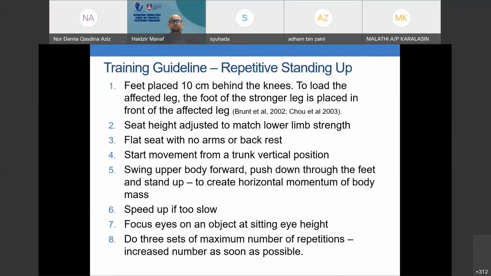To load the affected leg, the foot of the stronger leg is placed in front of the affected leg. This is supported by 2 studies. Seat height must be adjusted to match lower limb strength. Use a flat seat with no arms and backrest. Start movement from a trunk vertical position. Number 5, swing the upper body forward, push down through the feet and stand up in order to create horizontal momentum of body mass. Speed up if too slow. Focus eyes on an object at sitting eye height. Do 3 sets of the maximum number of repetitions and increase the number as soon as possible.